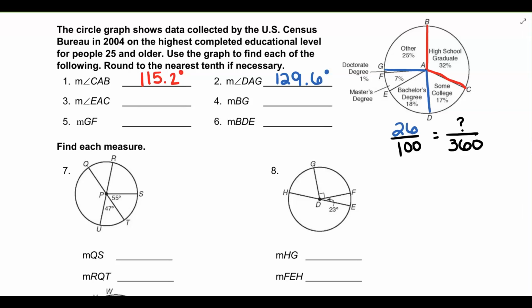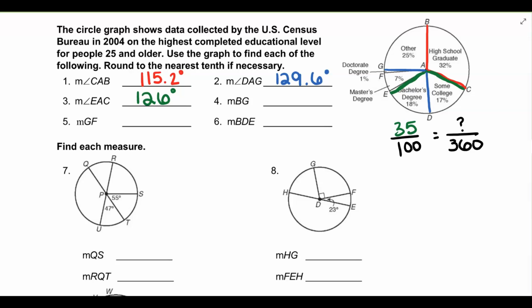And next, measure of angle EAC. So EAC this time consists of the bachelor's degree and some college. So that's 18% plus 17%, telling me that I'm working with a total of 35%. So 35% out of 100% is equivalent to 126 degrees out of 360.